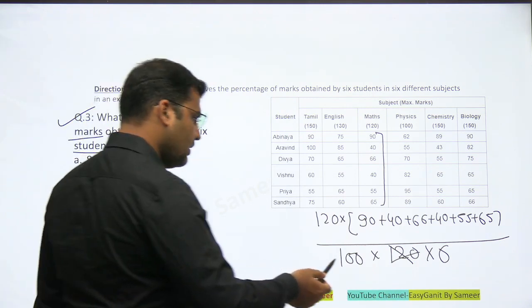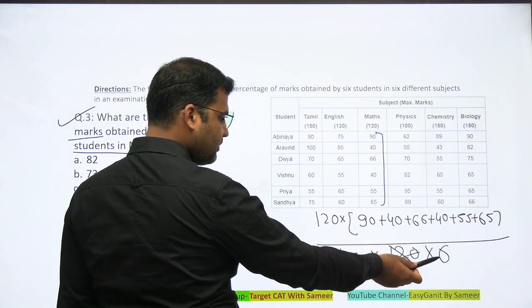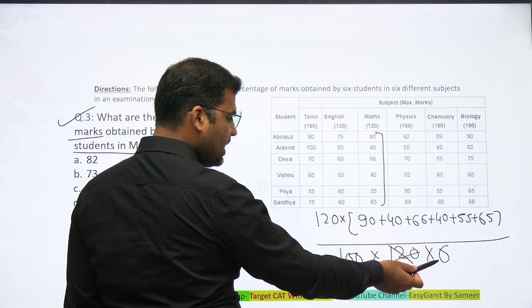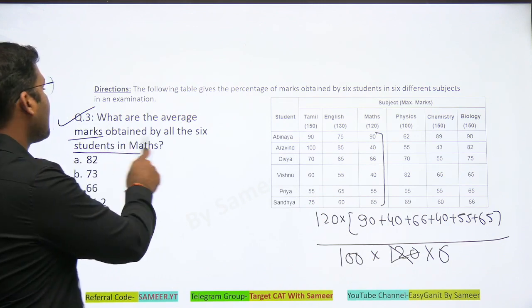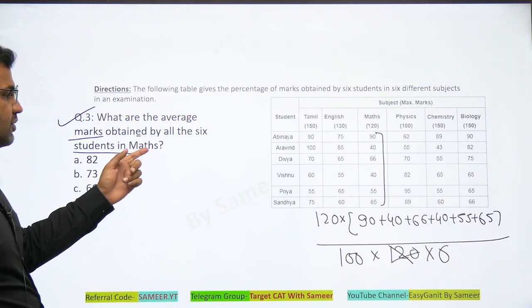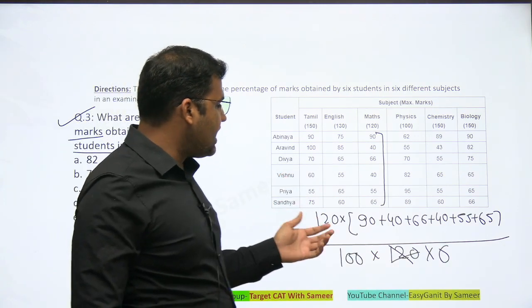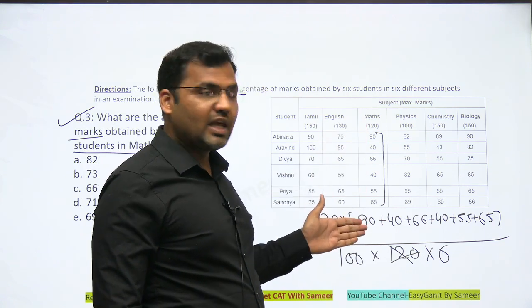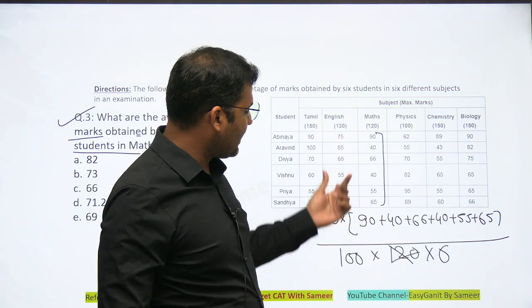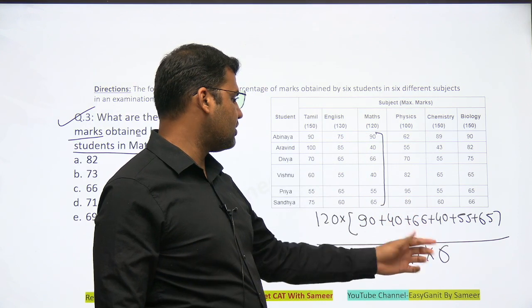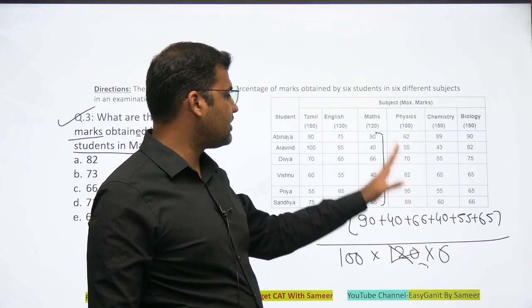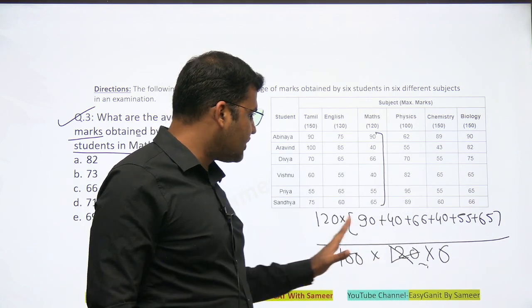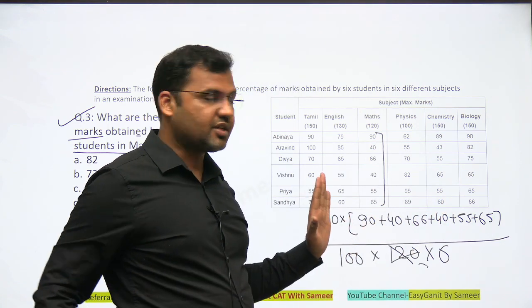So what you need to do now here is simply do this part only, right? There is no need to do anything else. I'm supposed to find out average marks obtained by all 6 students in math, instead of finding all percentage values. Once you find out all these percentage values, you will be dividing it by 6 to find out the average marks obtained by all 6 students in mathematics subjects. So I will simply keep my calculation part as it is, right?